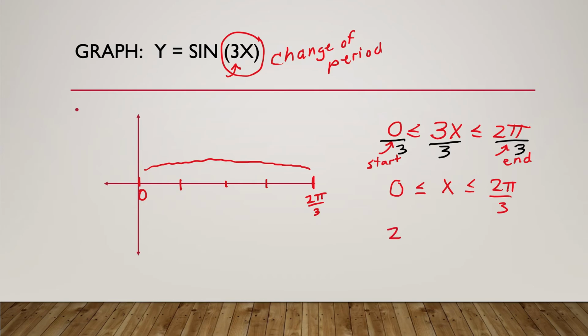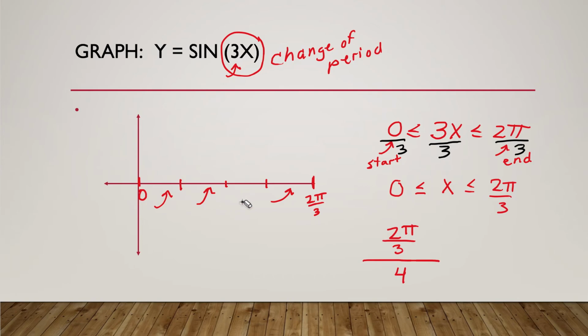So we're going to take that total distance and I'm going to cut it up into 4 equal pieces. The reason that I'm doing 4 pieces is because if you look at your graph, here's 1, here's 2, here's 3, here's 4. So we're going to cut it up into 4 equal pieces.